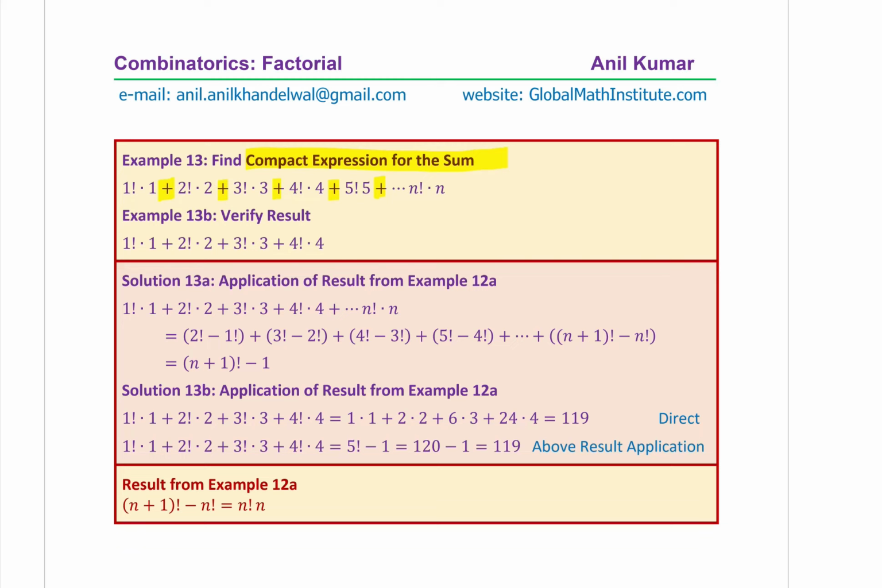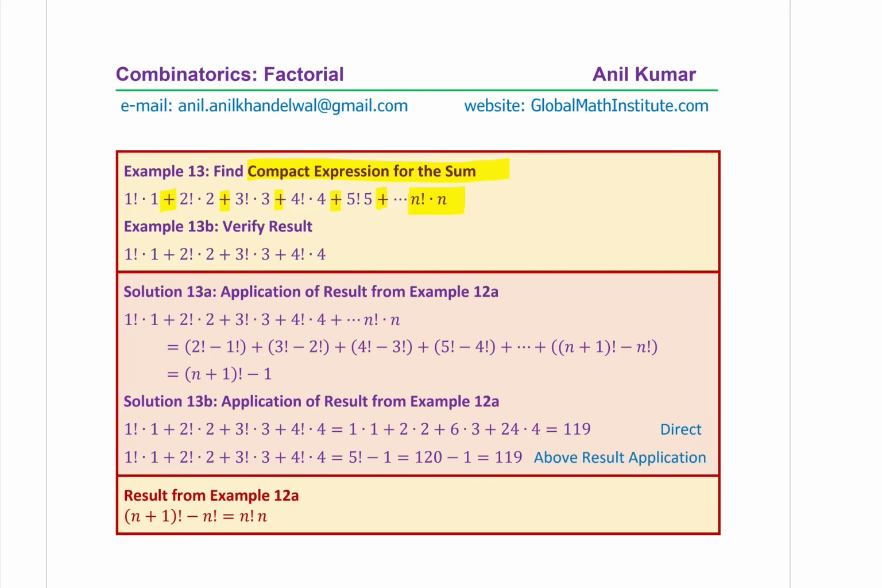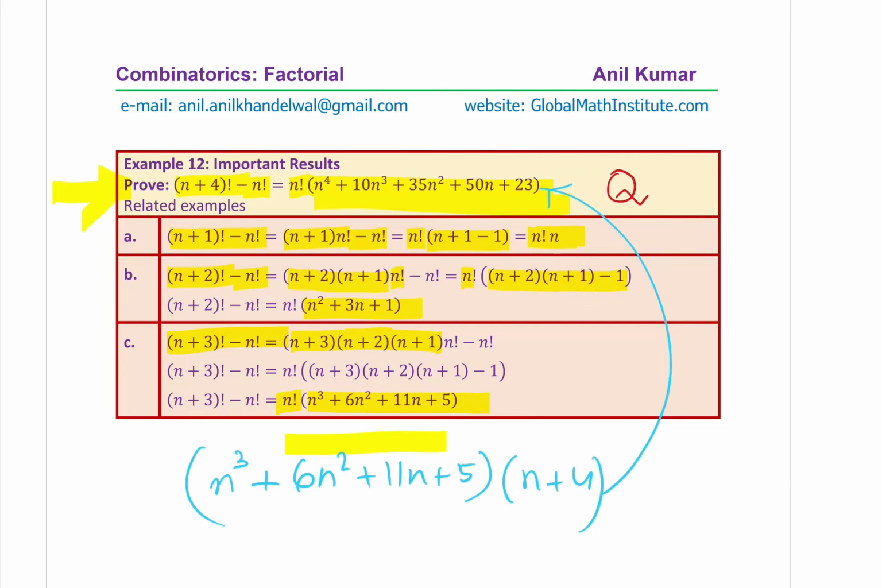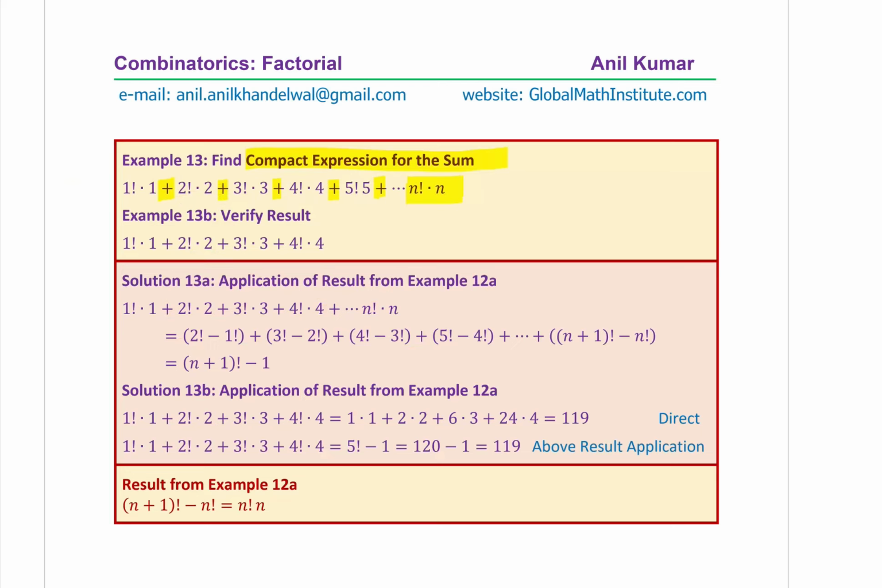So the very first one is 1 factorial times 1 plus 2 factorial times 2 plus 3 factorial times 3 plus 4 factorial times 4 plus 5 factorial times 5 plus n factorial times n. N factorial times n. Does that remind you of something? Let's go back. So what we have here is n factorial times n is equal to all this. Do you see that? We have just proved this result. We can use it to solve our question. And that's what I did.